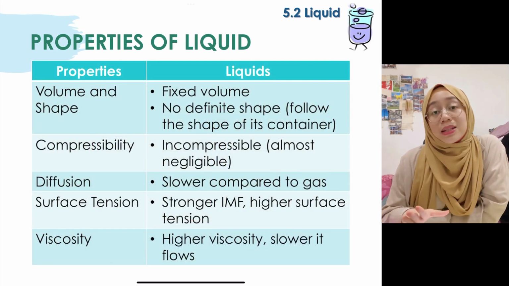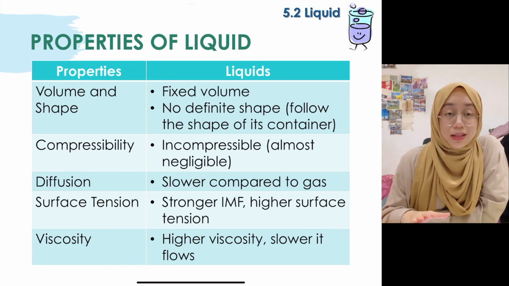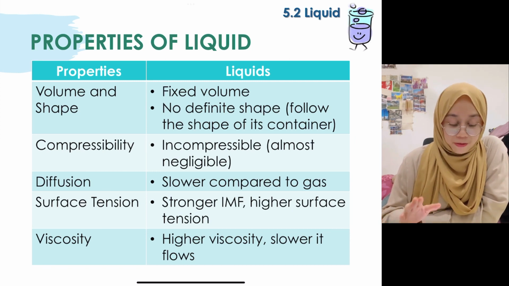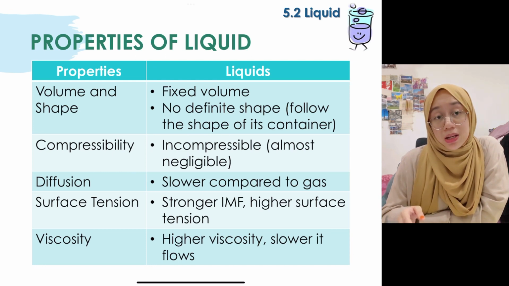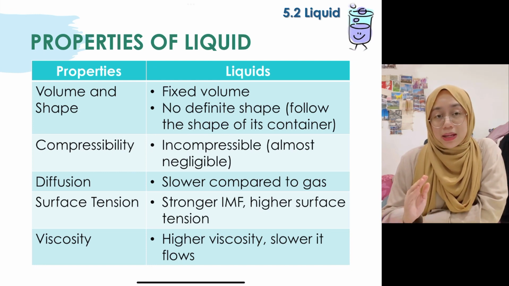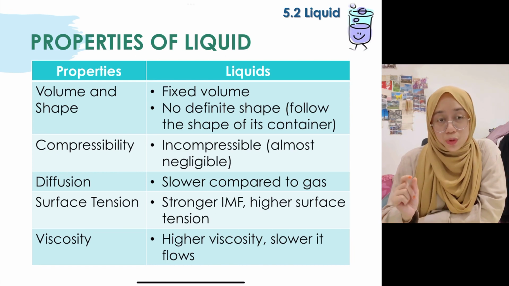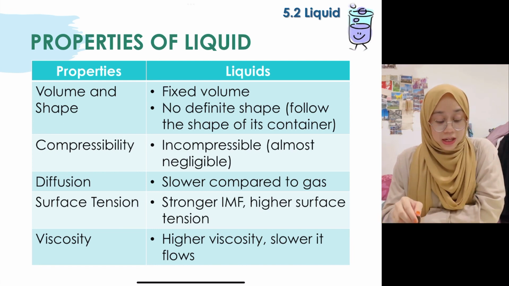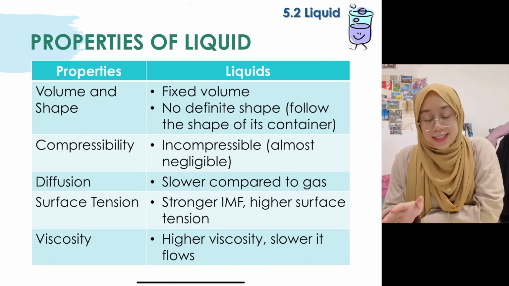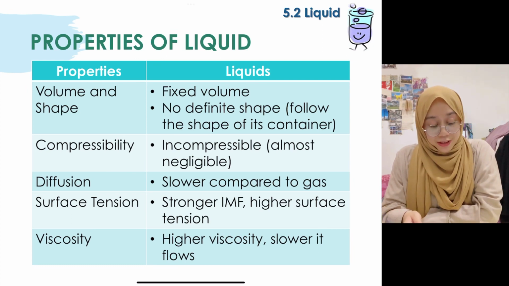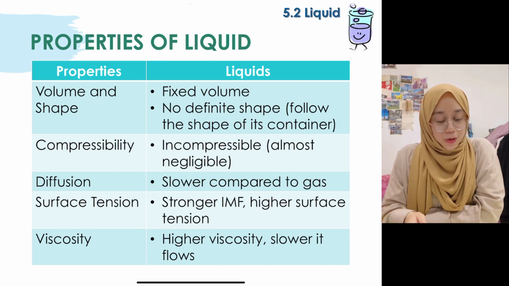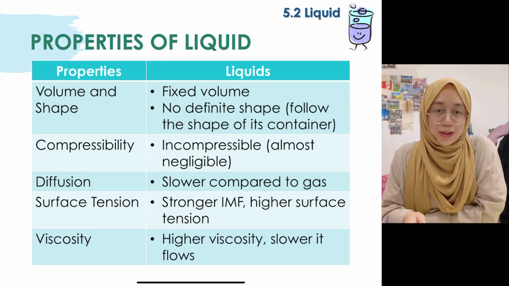Alright, so basically this is the summary untuk properties of liquid. So volume and shape, fixed volume but no definite shape, it follows the shape of the container. Compressibility is incompressible, actually almost negligible. Okay, sebab dia kira macam almost incompressible actually due to the very little space between the particles. And then diffusion pula slower compared to gas. Okay, surface tension stronger IMF, higher surface tension and vice versa. And viscosity pula higher viscosity, so slower it flows then. Okay, alright, so that's all for the physical properties of a liquid.